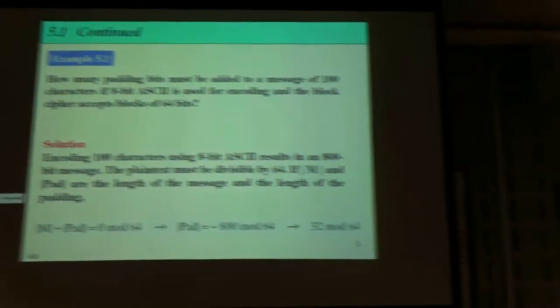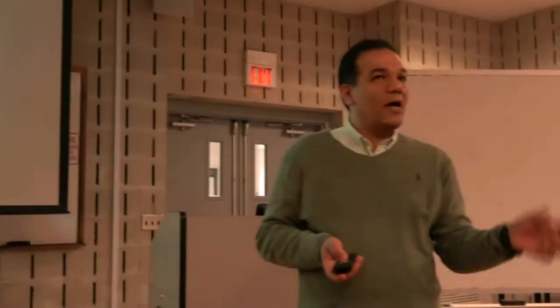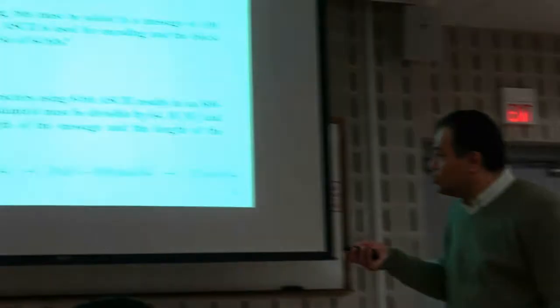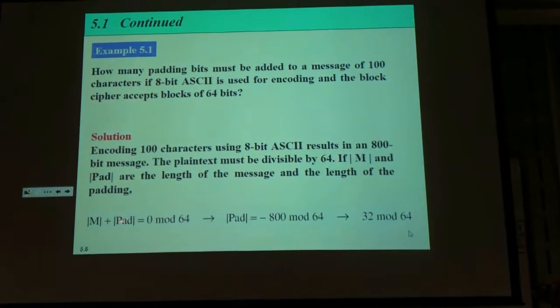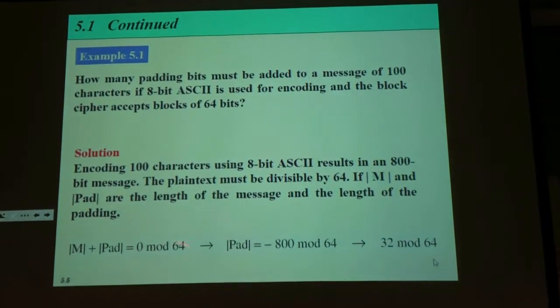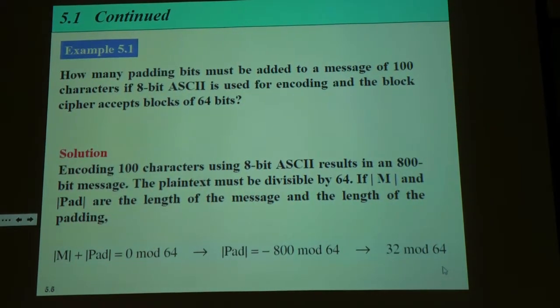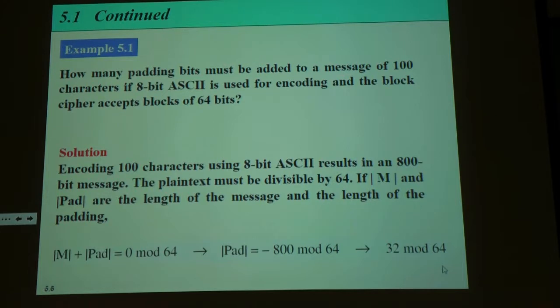What should I do with it? Pad it, add bits to it. So how do you calculate that? Very simple. M, which is the message, plus the pad, modulo 64, how much should it be? 0. There is no remainder, right? 0.